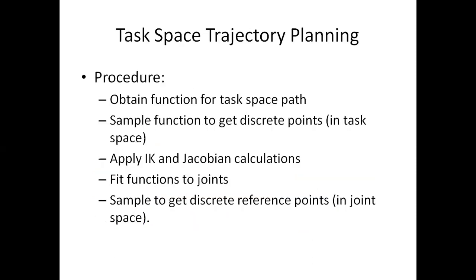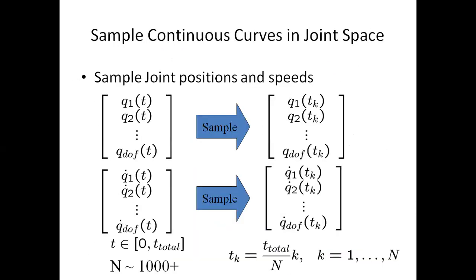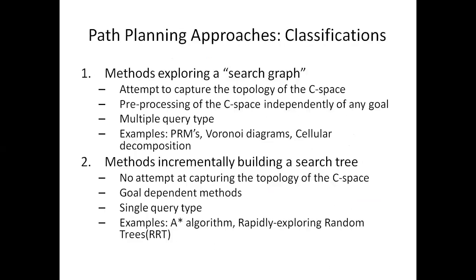Next, what you have to see here are the procedures to use for task-based trajectory planning. First, we have to obtain the function. From obtaining the function, we go for a sample function. After that, we have to apply IK and Jacobian calculations. Then we have to fit the functions. From this, we take a sample to get the discrete values of it. The remaining things, I hope we can see in the next class. Thank you.